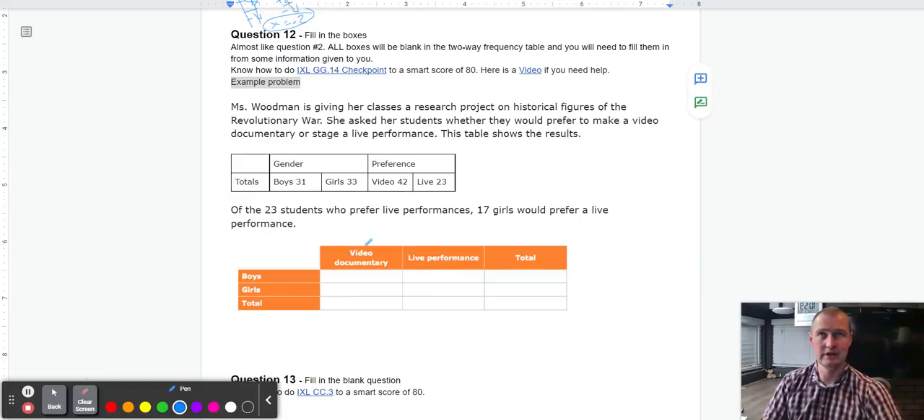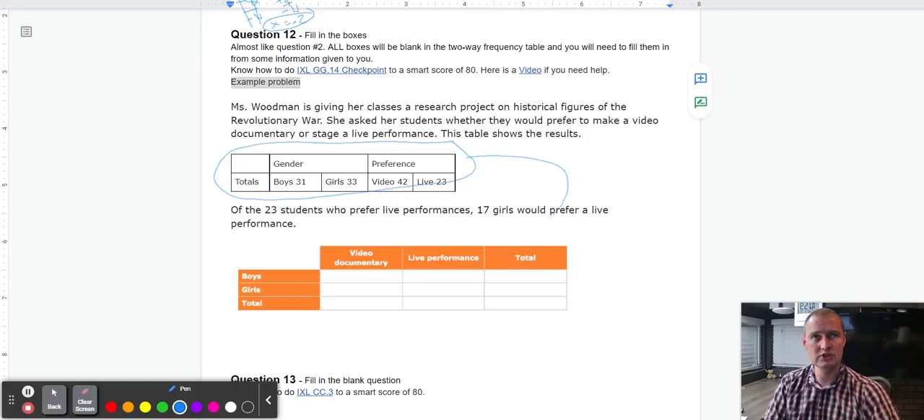Well, how do we do that? We do that by reading the question. Miss Woodman is giving her class a research project on historical figures of the Revolutionary War. She asked her students whether they would prefer to make a video documentary or a stage live performance. The table shows the results. So what you got to do is take this information in the table and figure out where to plug it into the table here.